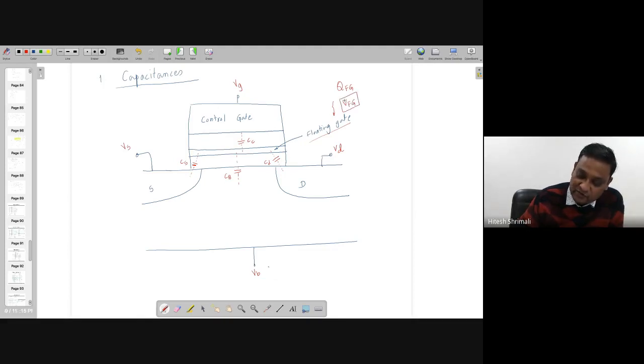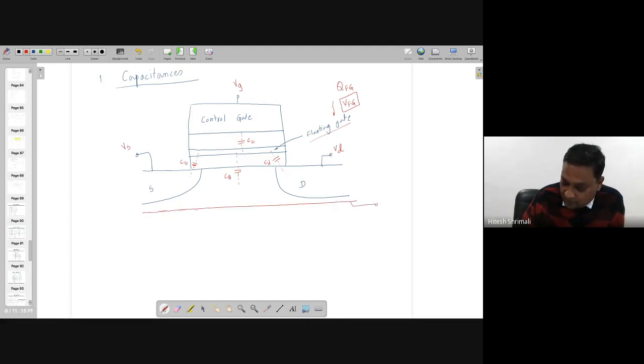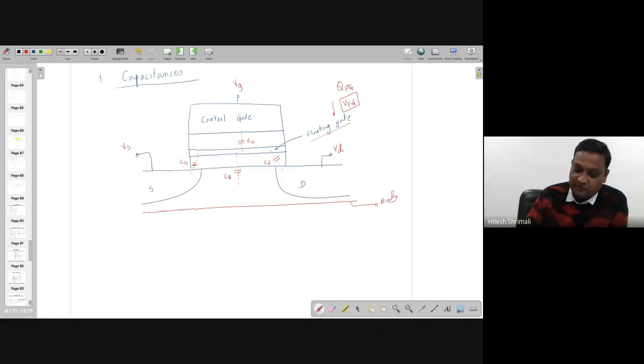Note that this VFG is not applied voltage, but it's derived from the gate. Now if you want to know the value of this particular FG, then we can write down the equation for this one, QFG. Now, what is QFG?